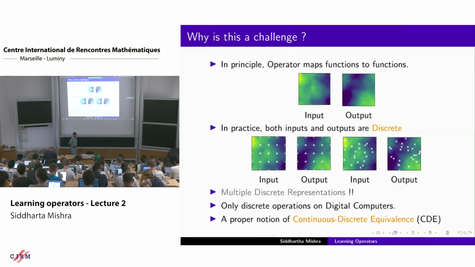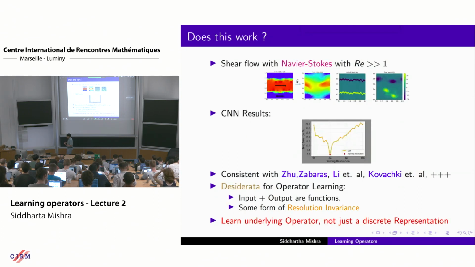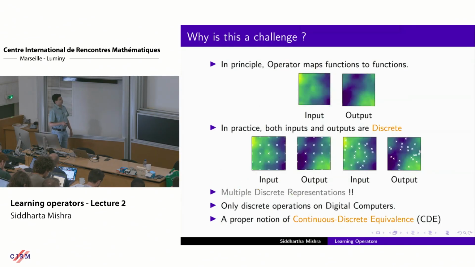So let's get to the business end and try to explain. Remember that we want to do this genuine operator learning, and to do it we really need, or at least we need, some notion of discretization invariance, or let's say resolution invariance, whatever you call it. And to do it, we will use this concept of continuous discrete equivalence, that there is some equivalence between these two representations, between a continuous representation and possibly multiple discrete representations.